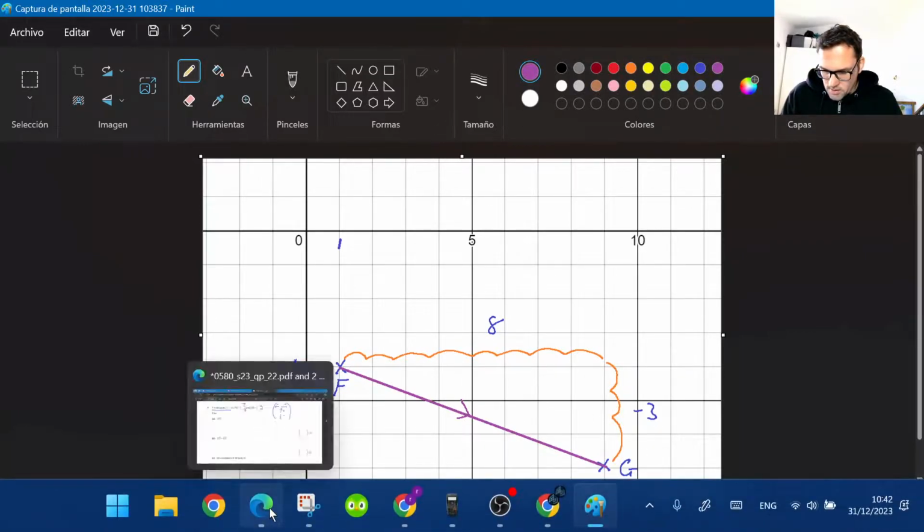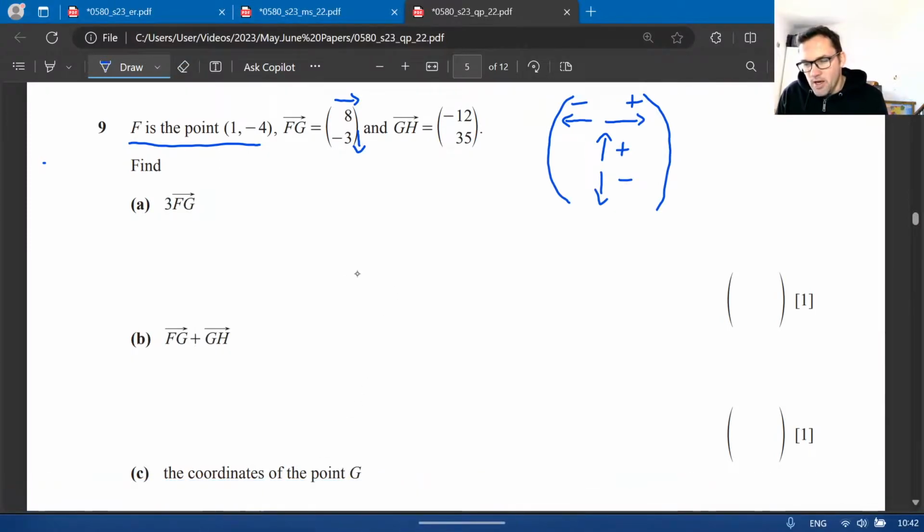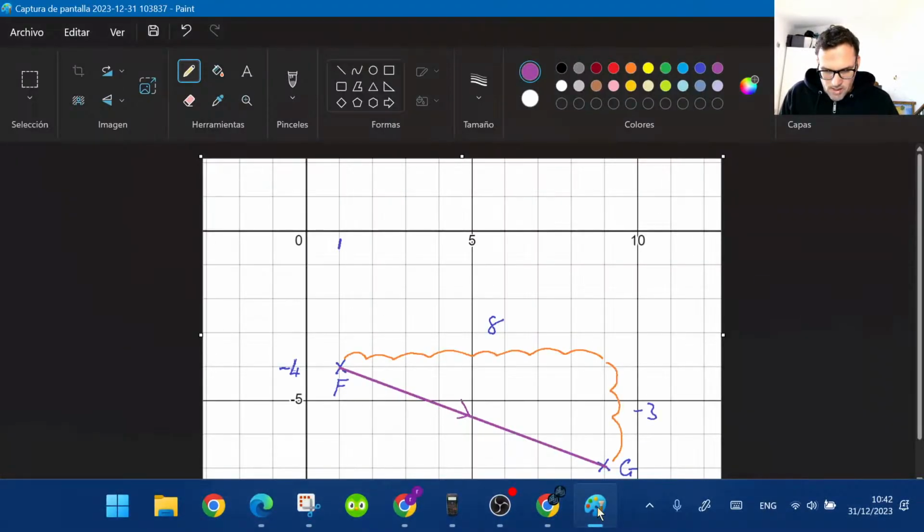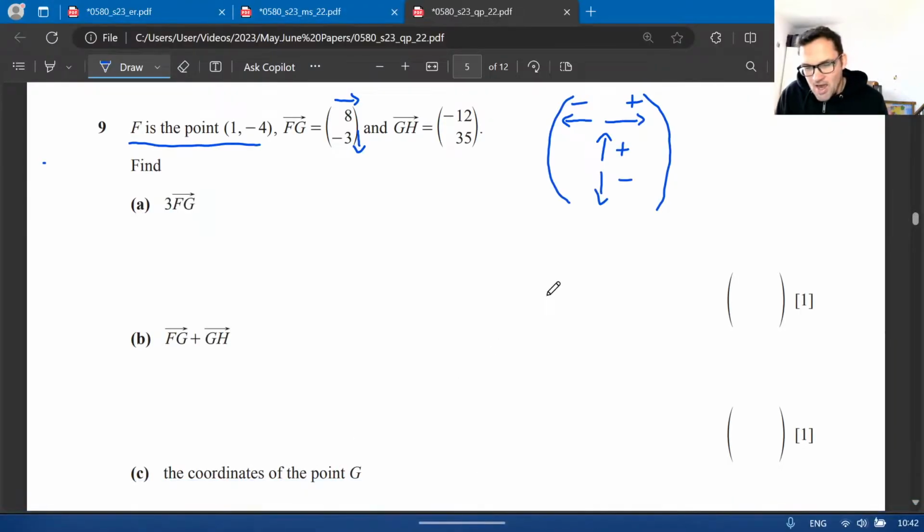So what are they asking? Now they say 3FG. So what we need to do here is we need to take this line, FG, and make it 3 times longer. Okay, this is not difficult to do because it just means instead of moving 8 spaces to the right, we now need to do that 3 times, which will give us 24 spaces to the right. And instead of moving 3 spaces down, we'll do that 3 times, which is 9 spaces down.